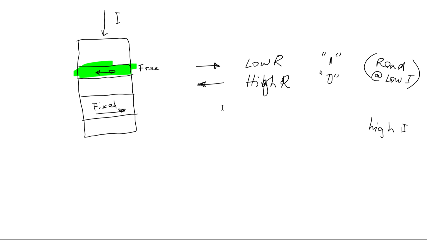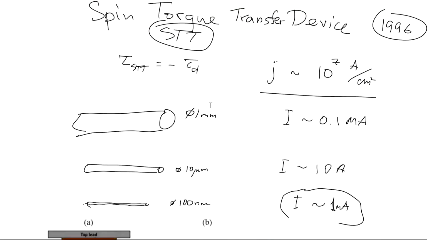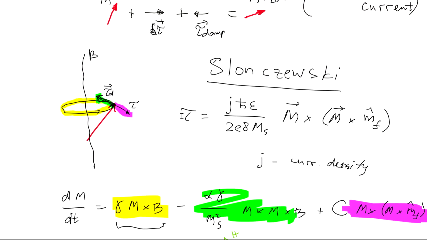So when you drive high current, let's go back to this picture here. When you drive high current, you drive high current densities through it. Your torque applied by the current is much bigger than the damping, and basically what is happening, let me illustrate that. So your magnetic moment, I will be tracing the tip of that magnetization vector. It was oscillating here.